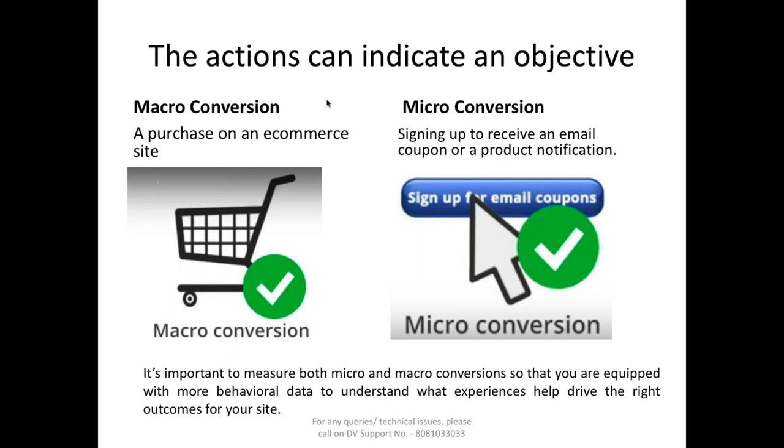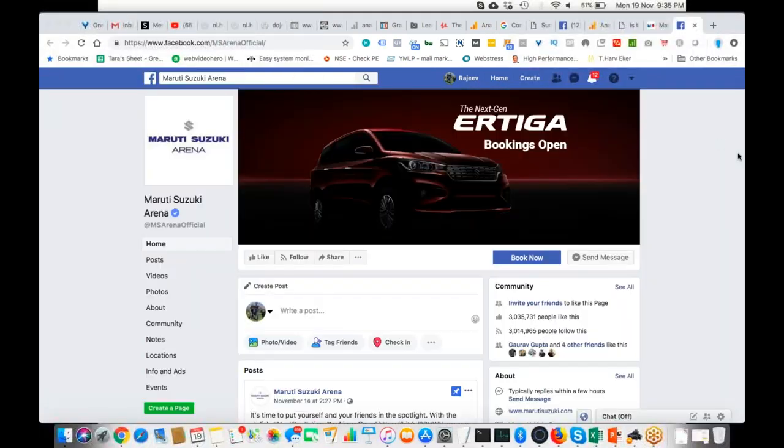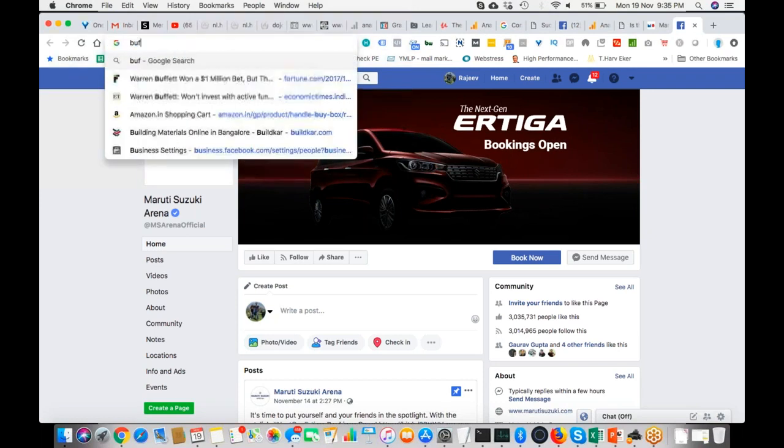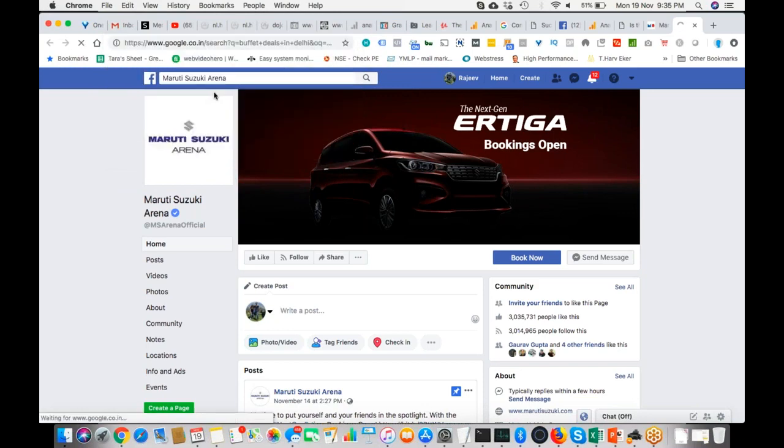To understand what I said, let's go to Google and take an example. Let's say Shobhit and I are working in the office, and Shobhit suddenly asks me, Rajiv, let me know the buffet deals in Delhi. So what will I do? I will go to Google and search for buffet deals in Delhi. That's what I'll do.